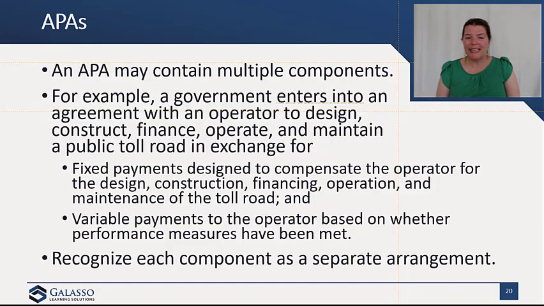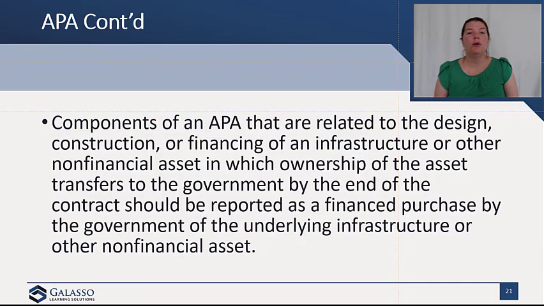In terms of APAs, these are a little different. These are more service oriented. So sometimes though they do contain what we call multiple components, right? So an agreement to operate, design, construct, finance, and maintain a public toll road in exchange for fixed payments or variable payments. We would look at each component separately. Components that are related to design, construction, or financing of an infrastructure or other non-financial asset in which ownership transfers to the government by the end of the contract are going to be reported as financed purchases by the government.